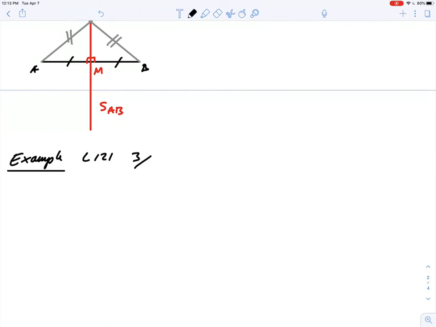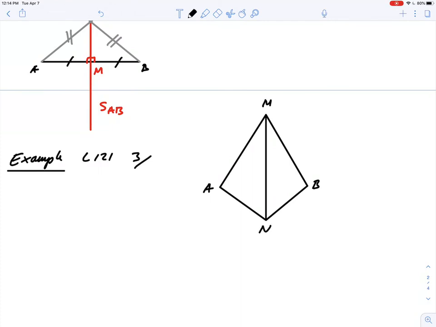Okay, so this question, what have we got? We've got two triangles stuck together, don't we? So we've got something like a kite almost. Something along these lines, don't we? Not too bad. Okay, so we've got A and B, we've got M and N. And we're being told that these triangles are congruent to each other.